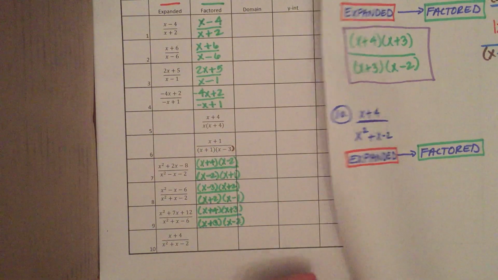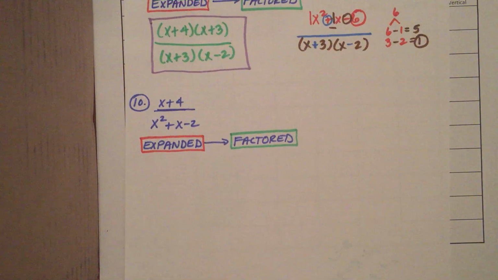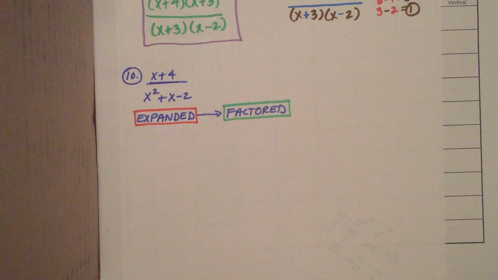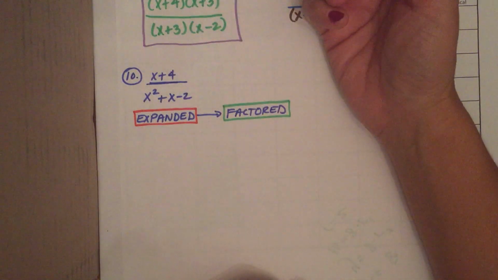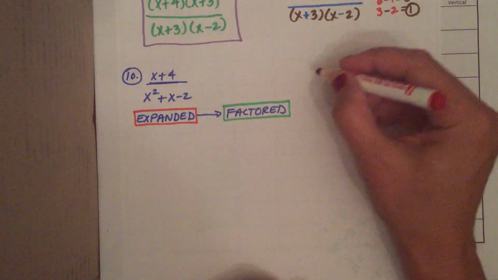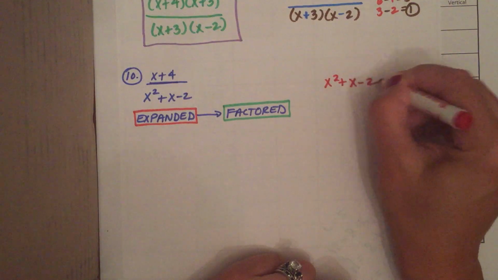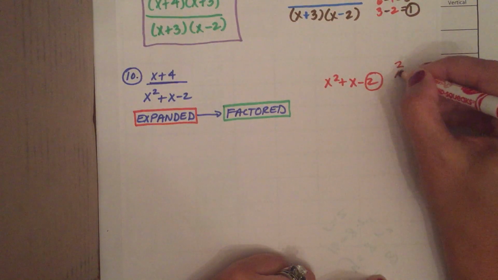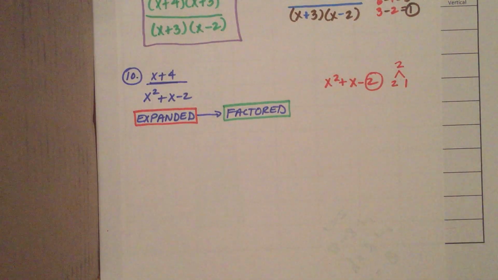We got one more to do. Let's look at number 10. So let's look at getting number 10 into factored form. Well, if I look at the numerator, x plus 4, that doesn't need to be factored. It's already set up for us. So really the only thing I have to factor is the denominator, which is x squared plus x minus 2. So I'm going to take that 2, and I'm going to factor it. And again, 2 and 1 are my only options. I love it when they're prime numbers.